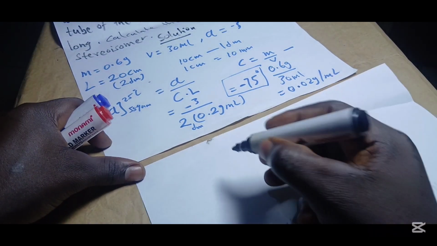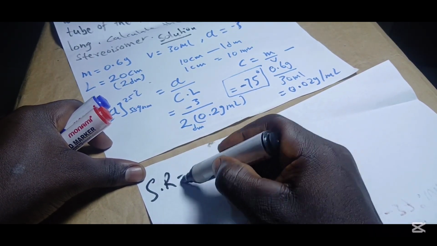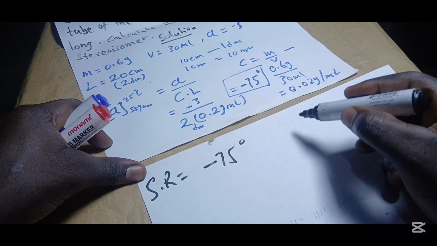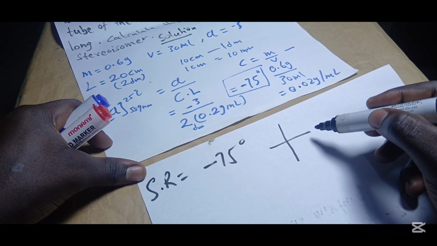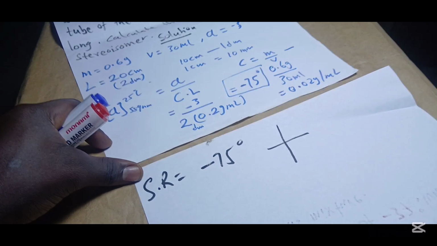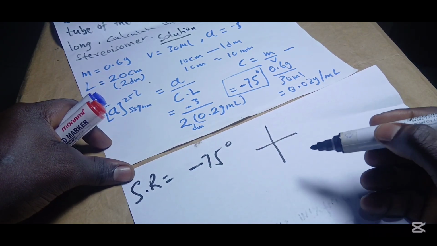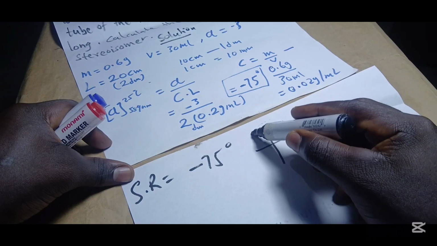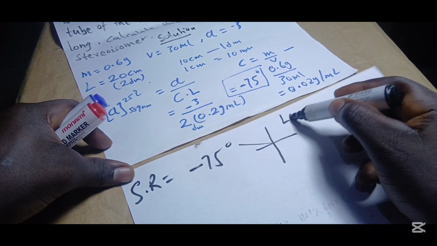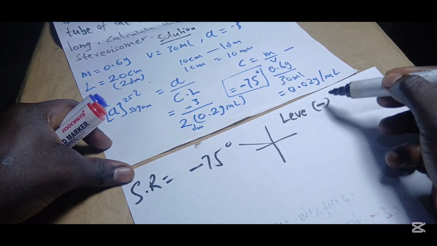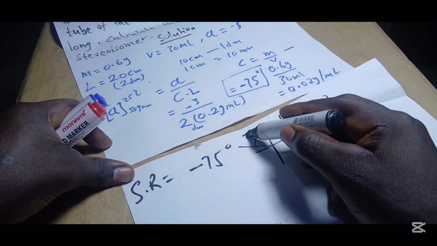And what does minus 75 degrees specific rotation mean? What is it telling us? It means that the polarized beam of light passed through the solution and it turned to the left at 75 degrees. To the left is indicated by negative. So it turned to the left at an angle of 75 degrees.